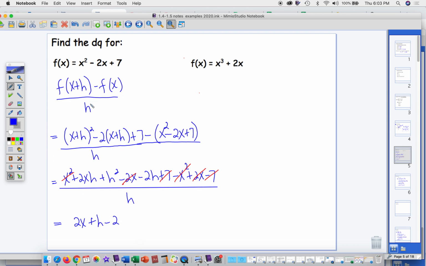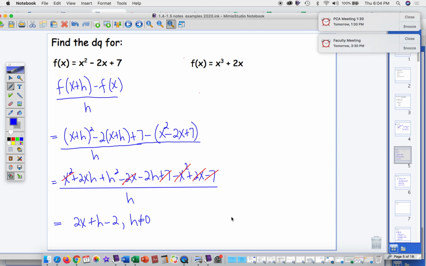Now, here's an important thing to remember. We started with h in the denominator, right? The domain of this is implied. We know that h cannot equal 0. When we simplify and we lose that h from the denominator, we need to make sure that the domain of this simplification is the same as the original prior to simplifying. So since I've lost the fact that h cannot equal 0, I have to state it. So for most of your difference quotient problems, you're going to be stating that h cannot equal 0.